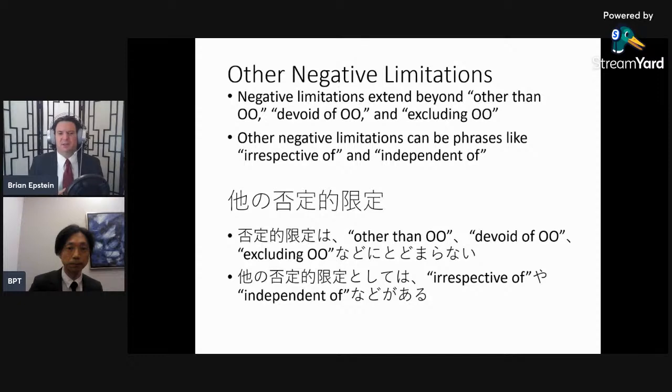It's very clear that this is a negative limitation, and examiners are going to start examining them for all of these for statutory compliance, whether it's indefiniteness or written description or some other issue. A lot of attorneys now will try to use these phrases like irrespective of or independent of. These sound positive. They are ultimately negative limitations, though, so they should be examined in the same way. But we're going to come back to this point in another slide or two.